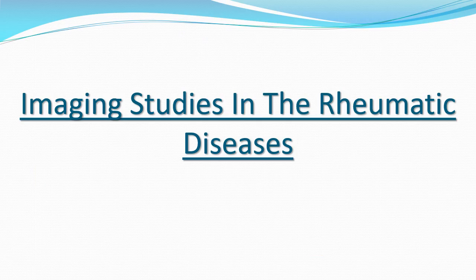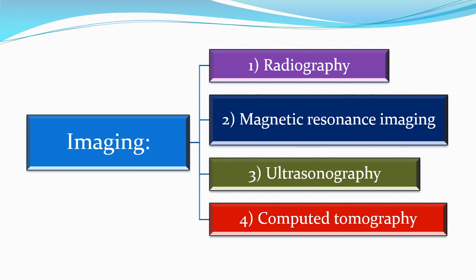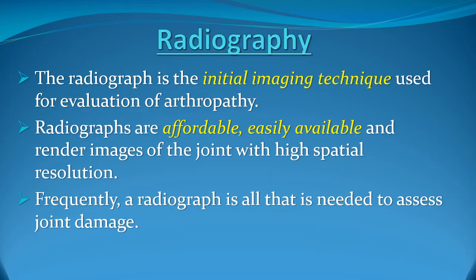An integral part of evaluating any rheumatologic disease is to do some imaging. Now, what are the various imaging techniques which are available in various rheumatologic diseases? Plain radiography, plain X-ray, the simplest and the cheapest, magnetic resonance imaging, ultrasonography, and computed tomography. Now, the radiography, which is a plain X-ray, is the simplest, the cheapest, and usually the initial imaging technique. And in certain cases, usually the treating physician doesn't need to do more than a plain X-ray.